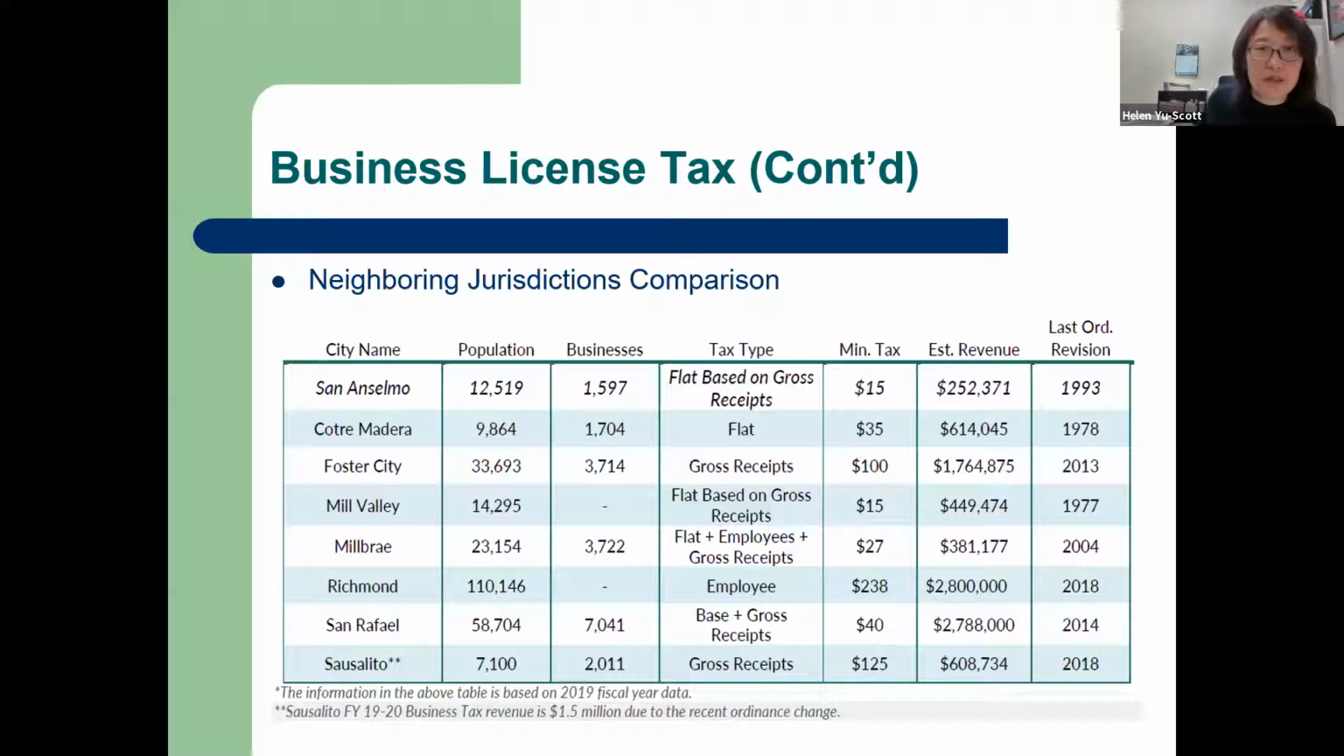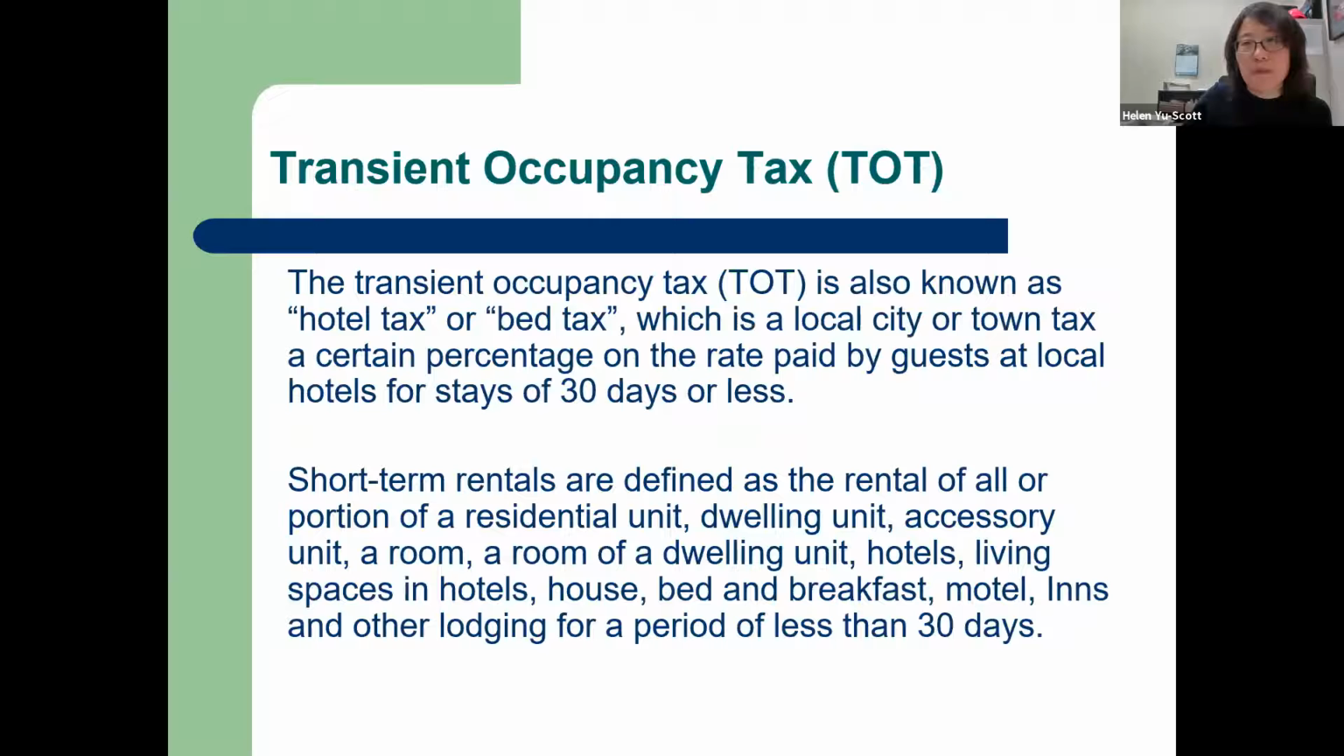Here's a comparison. Some agencies, basically from their database, are their clients. Marin County and Larkspur are not their clients, so they don't have the information available.